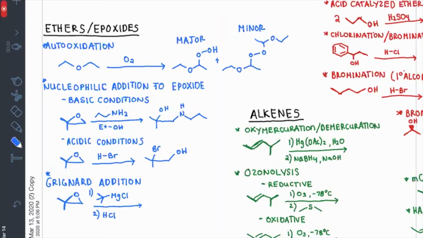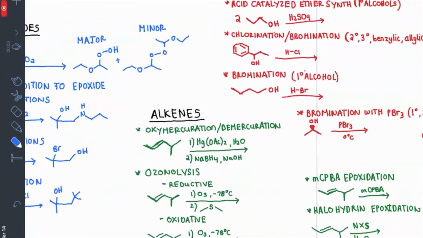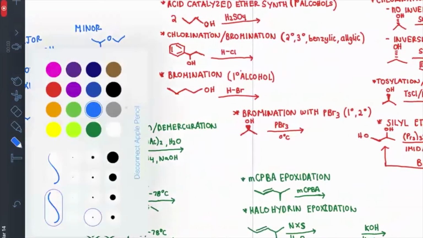All right. And then the next reaction we can do with ethers would be Grignard addition. With Grignard addition, essentially, we are adding our carbon nucleophile to the least hindered side. Remember that Grignards are basic, and so as a result, we will do basic conditions for this attack to an epoxide. And in this case, it will be the least hindered side.